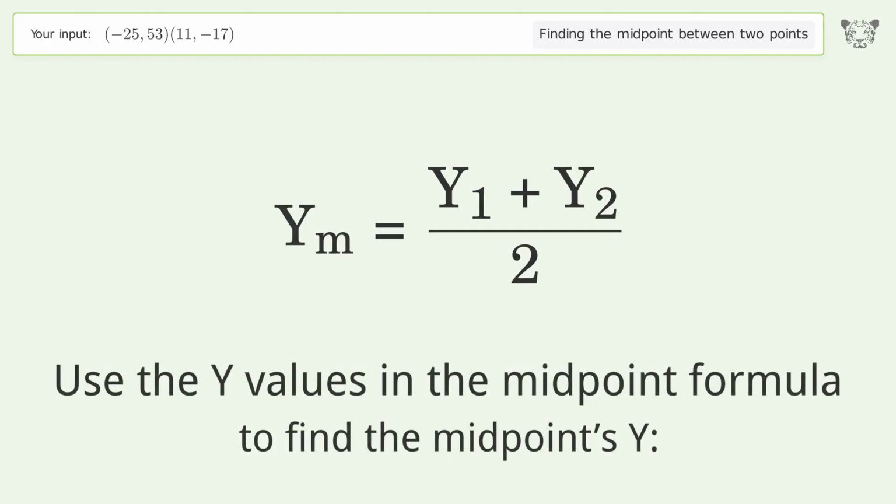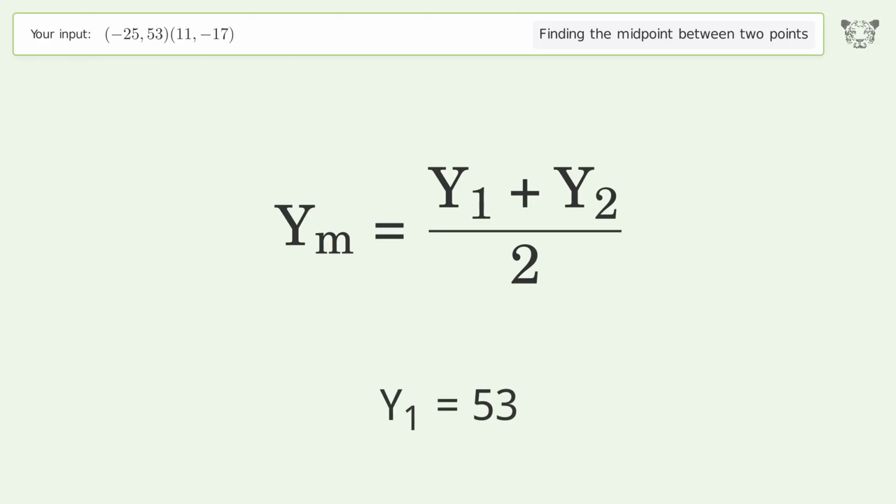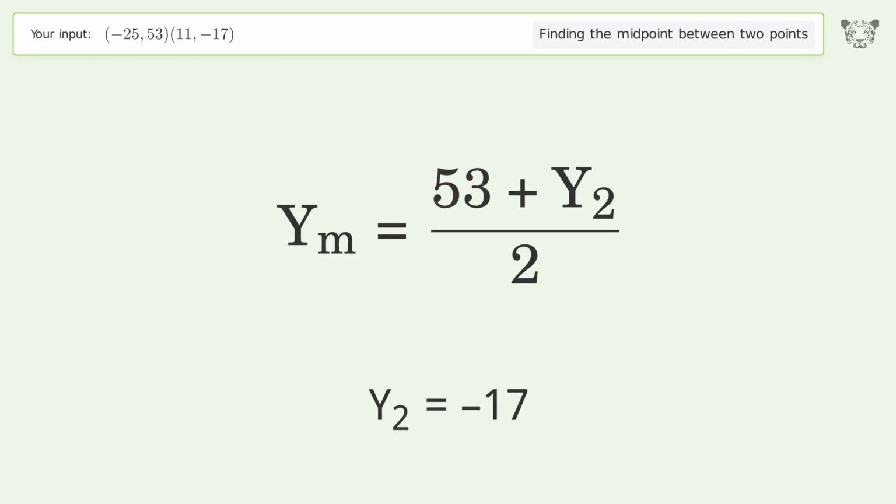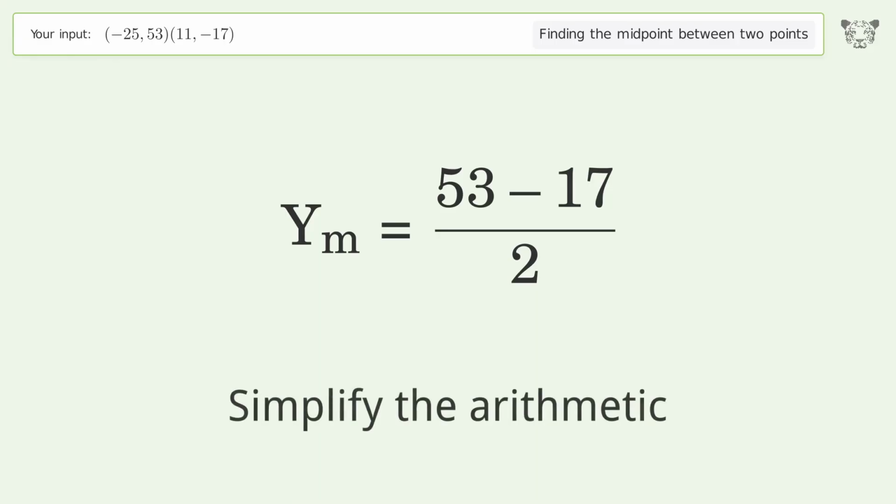Use the y values in the midpoint formula to find the midpoints y. y1 equals 53. y2 equals -17. Simplify the arithmetic.